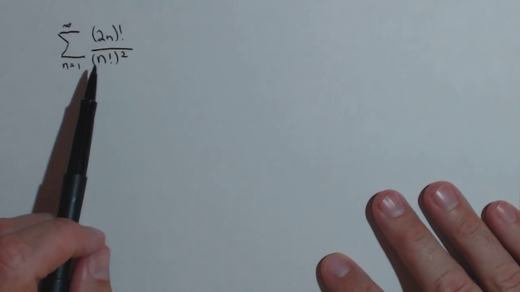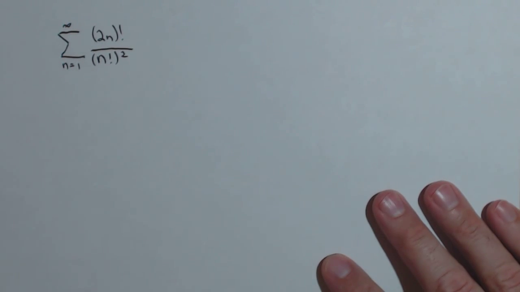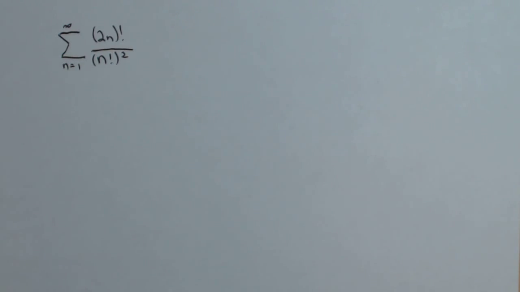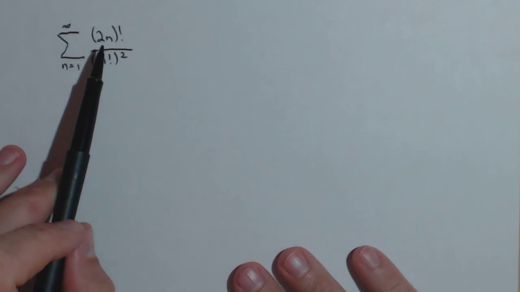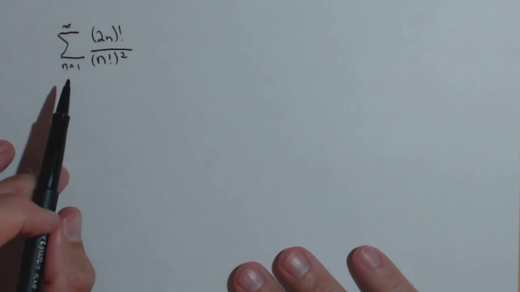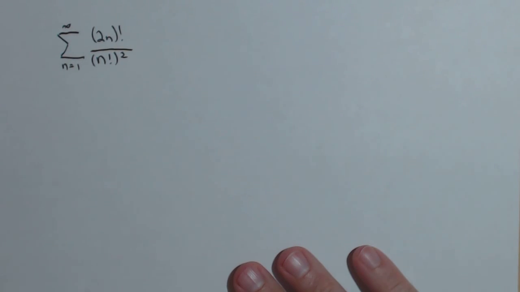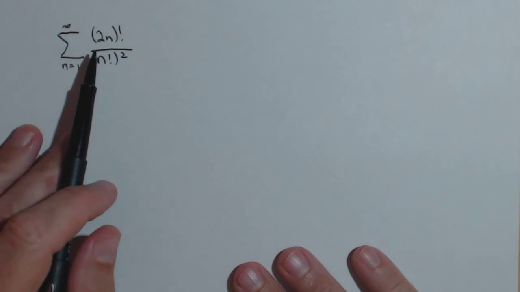So we want to test the convergence or divergence of the following series. And anytime you see those factorials in there, it should just scream out the ratio test. So we need to do a sub n plus 1 over a sub n and take the limit of that as n goes to infinity.